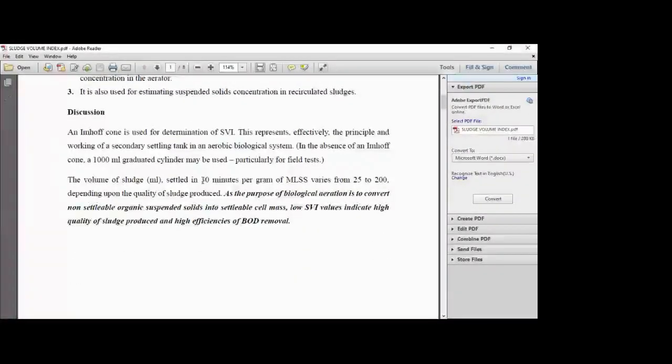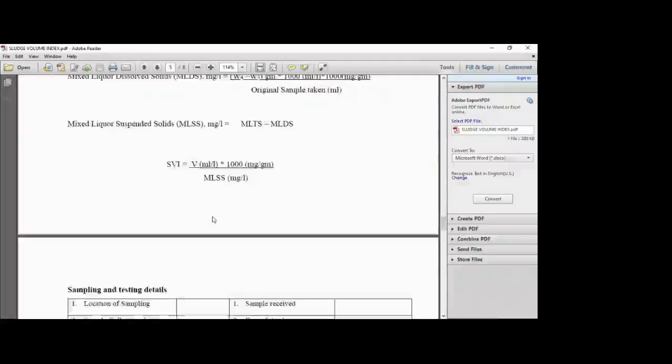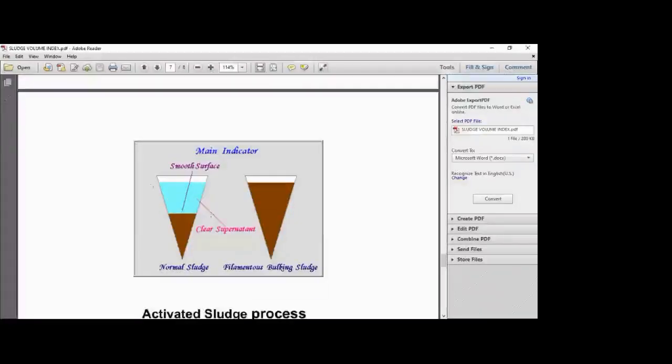Now let's discuss this SVI test. What I wanted to tell you is that the efficiency of the entire secondary treatment can be judged with the help of the SVI volume, which is very easy to determine, right? An Imhoff cone is used for the determination of SVI. So let me tell you how this Imhoff cone looks. It is a cone-like arrangement that sits on a tripod stand, and it has a capacity of 1 liter, right?